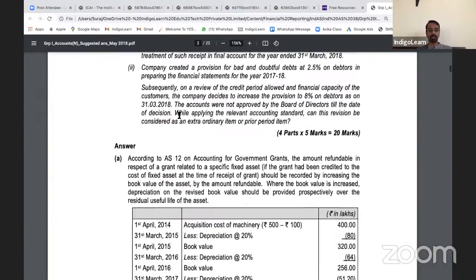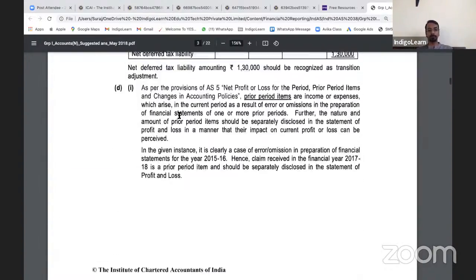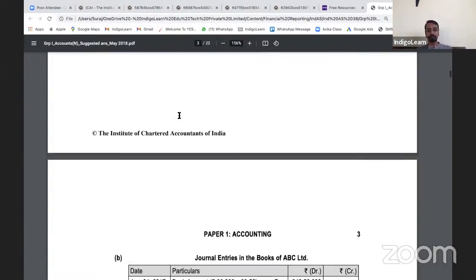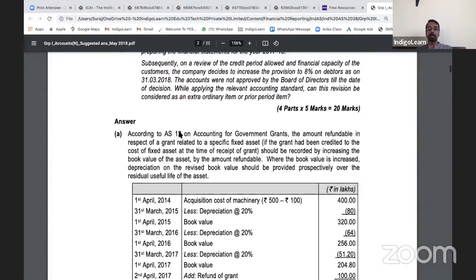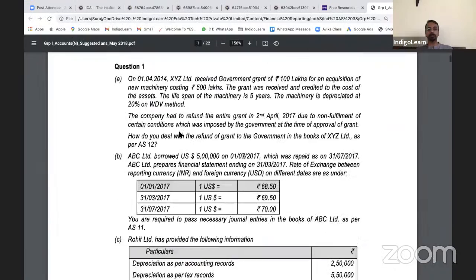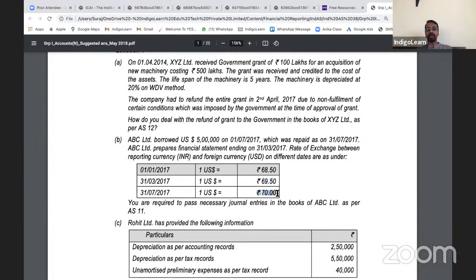So what they have taken as an assumption in the solution, they have not mentioned anything, but by looking at the question, you can figure out that this is on 1st of January, because loan, 1st of January date is loan here. 68.5 is the loan. 31st March, it is 69.5, means we have to pay 1 rupee extra. So how much is this? 5 lakhs multiplied by 1. You have an exchange loss of 5 lakhs. Then when it was repaid at 70, exchange loss of another 2,50,000.